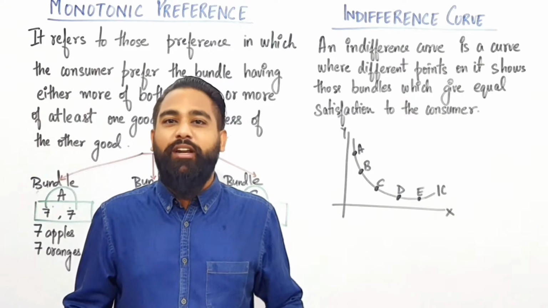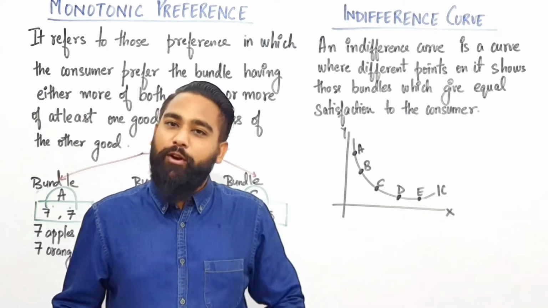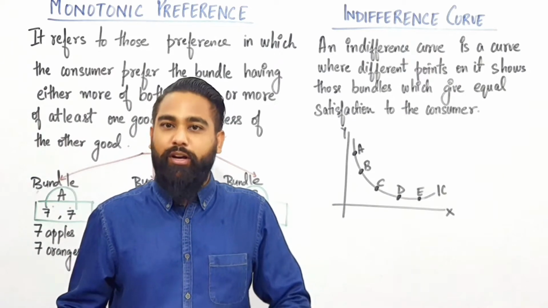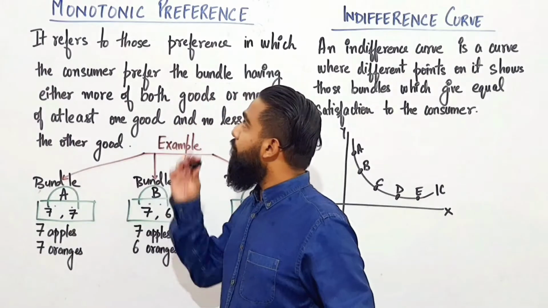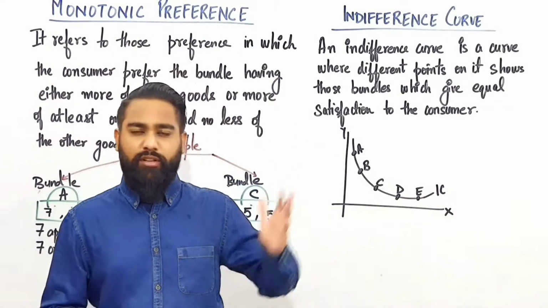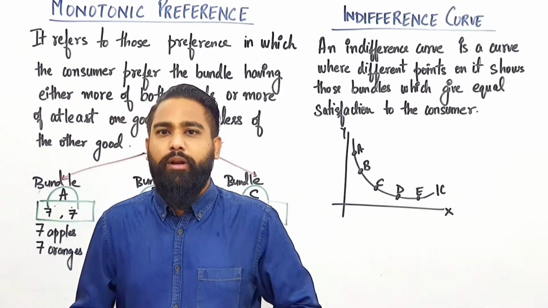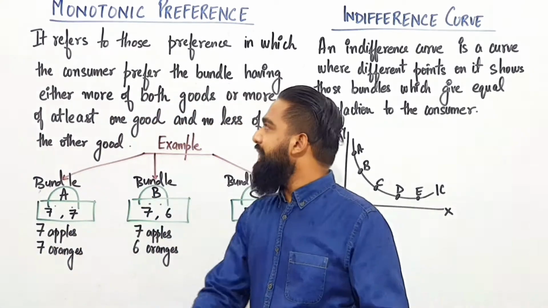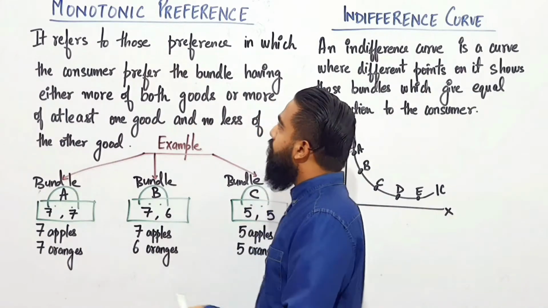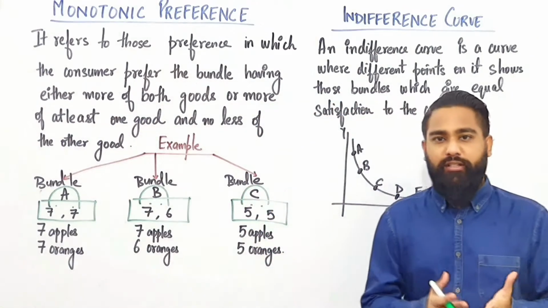I am Avnash Lambert, your economics guru, and today we are going to start our new topic, which is monotonic preference and the indifference curve. This is under the consumer equilibrium chapter, which is chapter number 2. Now students, let's start. What is monotonic preference?